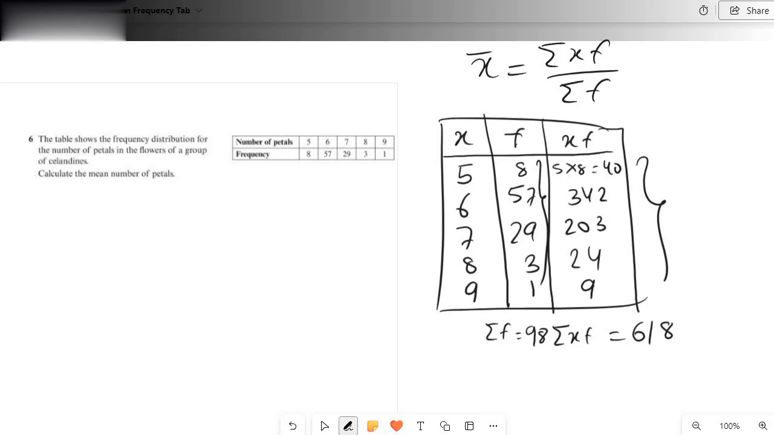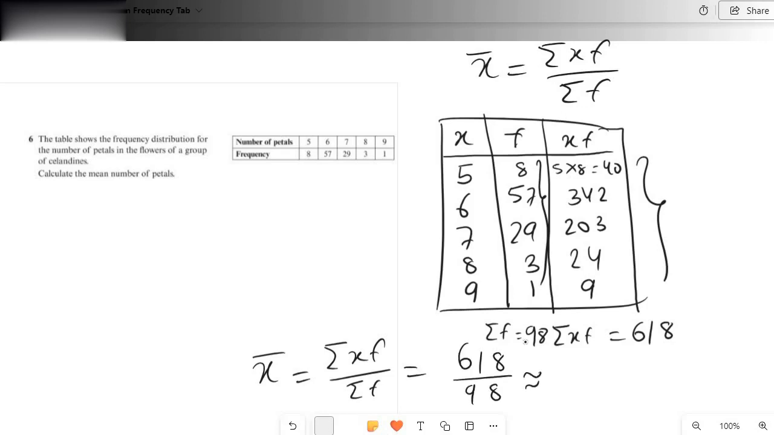And so the mean is going to be the summation of xf divided by the sum of f. So 618 divided by 98 gives us approximately 6.31 petals as the average number of petals of the flowers. And this is our answer.